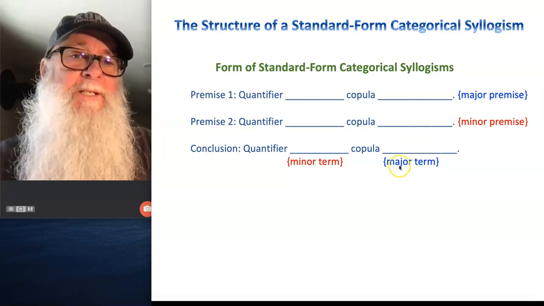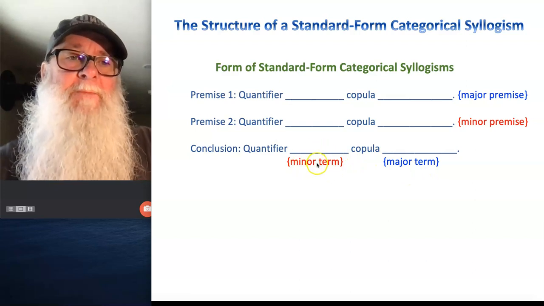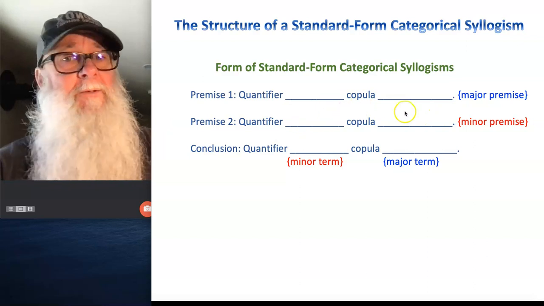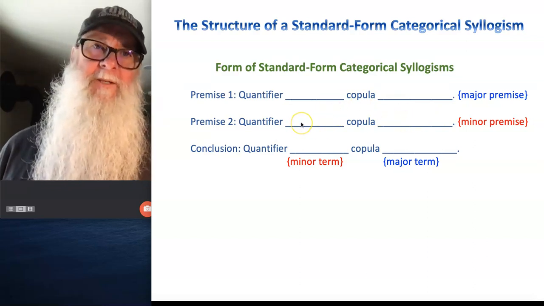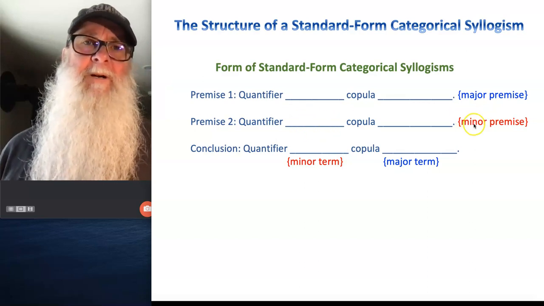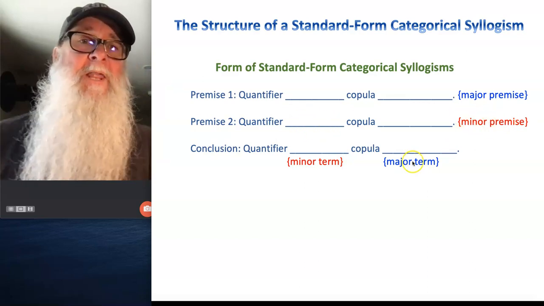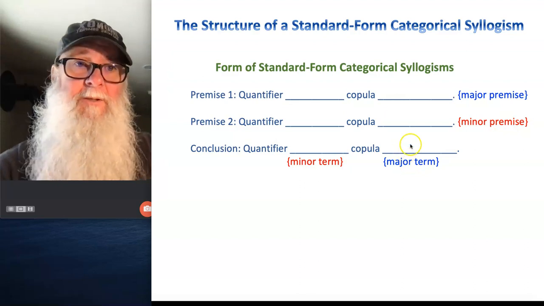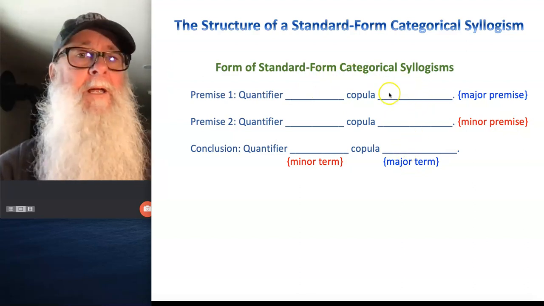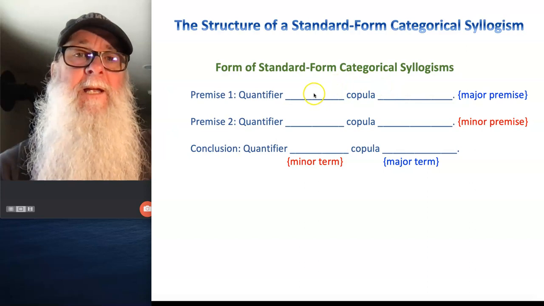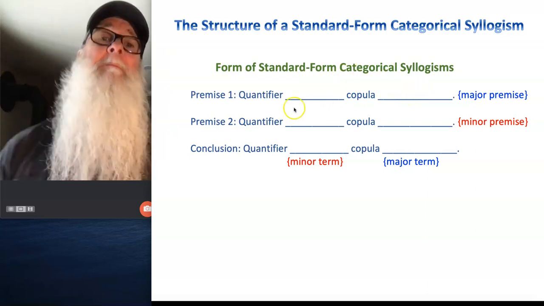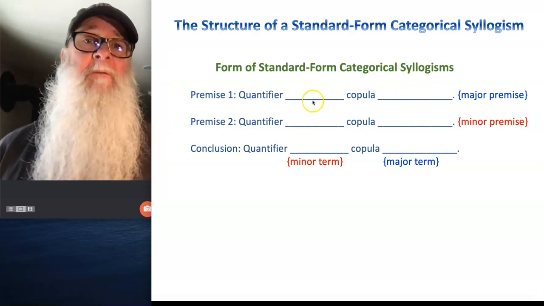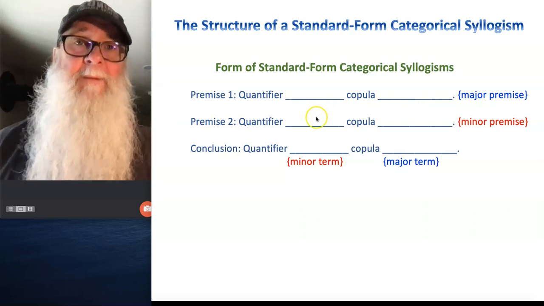Now what's important is that that minor term is also going to appear somewhere here in the second premise, either as the subject or the predicate of the second premise. And because the minor term appears in the second premise, it is called the minor premise. And the major term, the predicate term of the conclusion, is also going to appear somewhere here in the first premise, either as the subject term or the predicate term, but because it appears in the first premise, it is called the major premise.